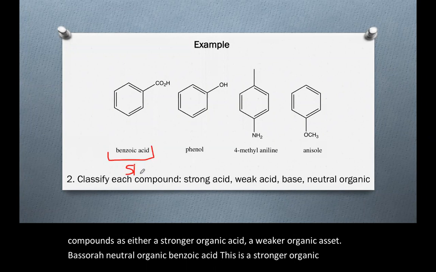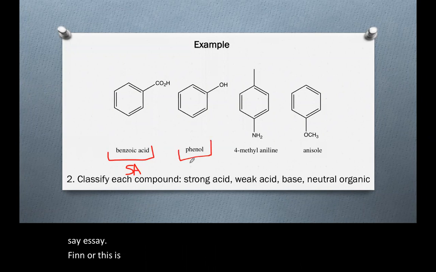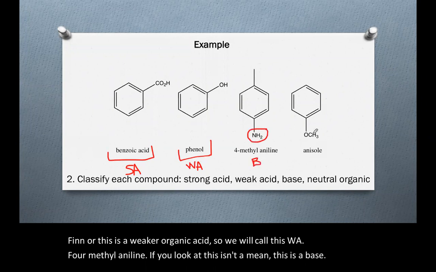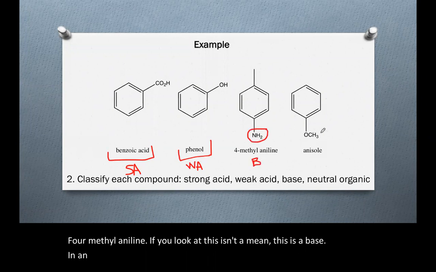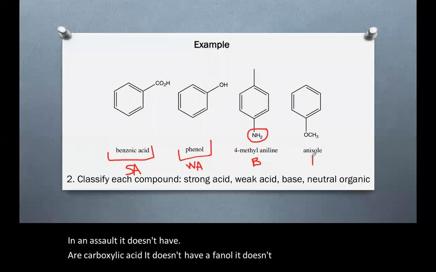We'll say SA. Phenol, this is a weaker organic acid, so we'll call this WA. 4-methylaniline. If you look at this, this is an amine. This is a base. Anisole, it doesn't have a carboxylic acid, it doesn't have a phenol, it doesn't have an amine, it's going to be a neutral organic.